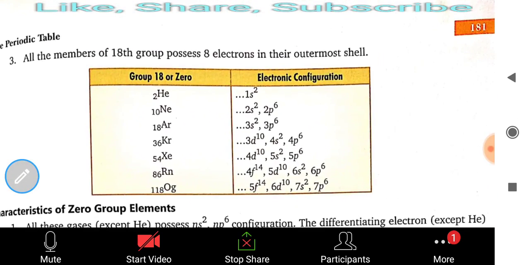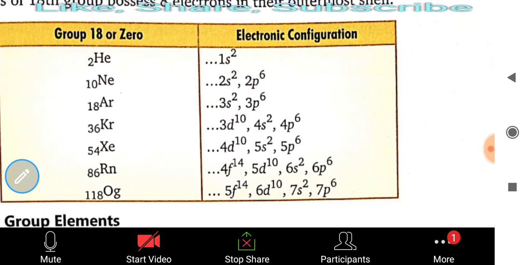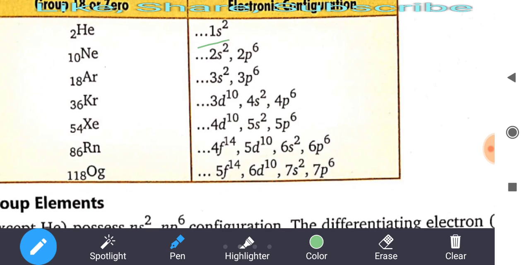All the members of group 18 possess 8 electrons in their outermost shell, except helium. You can see its configuration is 1s2, for neon 2s2 2p6, and for argon 1s2 2s2 2p6 3s2 3p6. The dots mean you have to fill in the preceding configuration, or you can just write neon or argon in its place whenever you come down the group. For krypton, we can write argon 3d10 4s2 4p6.